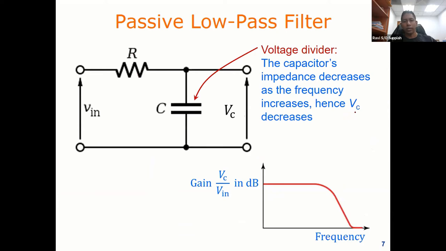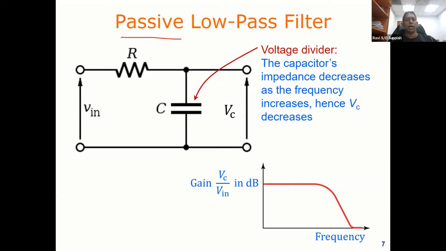Okay, so let's look at the filters that we did in class. The first thing that we talked about was the passive low pass filter. Again, we say passive because whenever you don't have an op amp, you don't have any additional power or amplification to the signal, so we say it's a passive device. The moment you add in the op amp component, it becomes an active device.